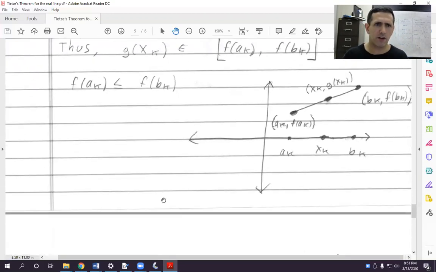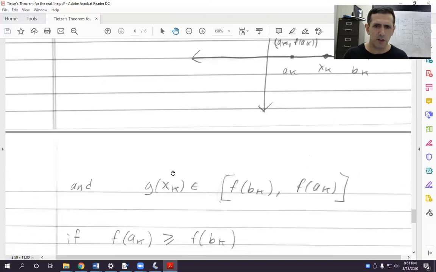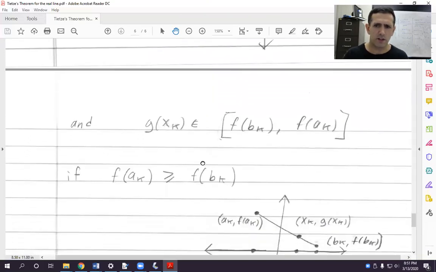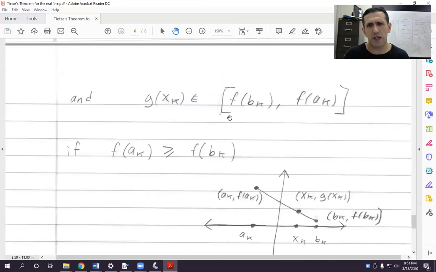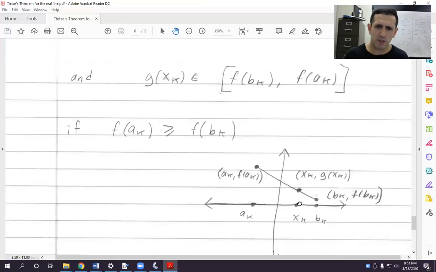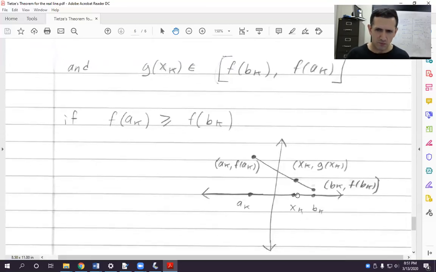And, well, if f of ak is bigger or equal to f of bk, then basically the same thing, g of xk is between these two. It's just f of ak is the right endpoint, f of bk is the left endpoint. And again, that's just because, well, G is this secant line between AK and BK. So G is going to be between the two endpoints. Okay.